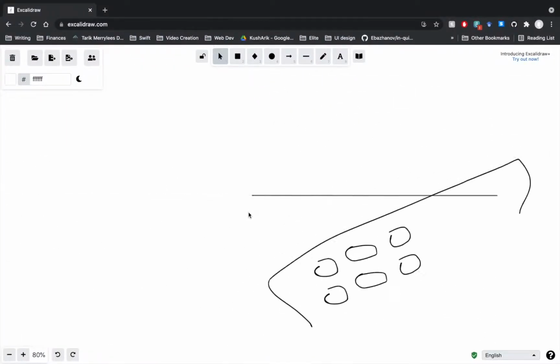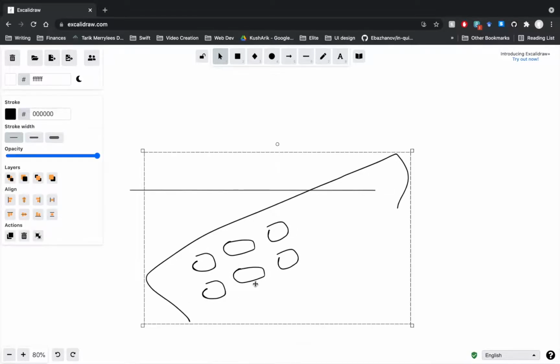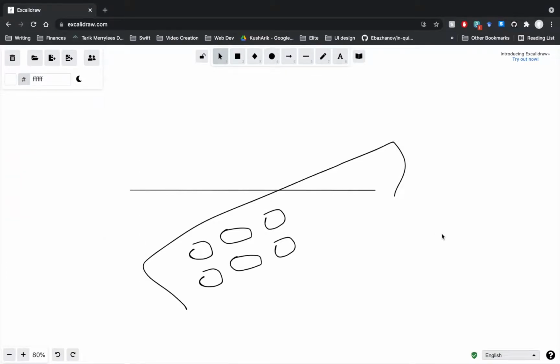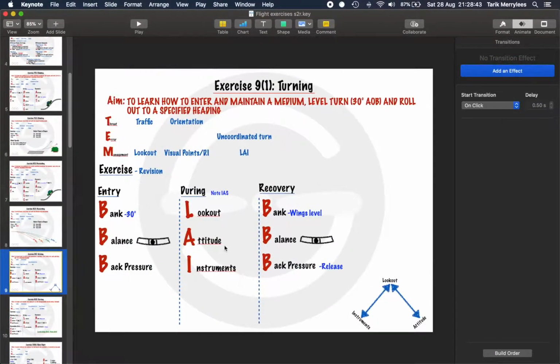We have entered our turn. We've made sure that we're balanced, and we've put the back pressure on. Okay, congratulations, we have entered a turn. Now, in order to fulfill the level requirement and maintain 30 degrees bank, we need to LAI. You're going to need to LAI for me, and not lie L-I-E, but LAI. Right? I like to say it's the triangle, where you're going back and forth. So I say lookout, attitude, instrument, but it's more lookout, attitude, lookout, instruments, lookout, attitude, lookout, instruments. That's why you've got the triangle. So you're always going back and forth.